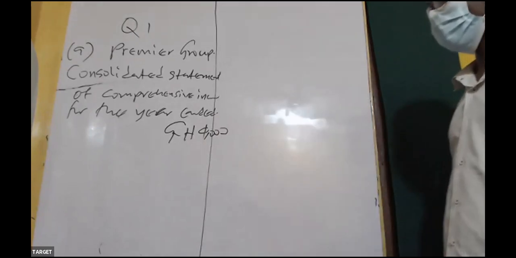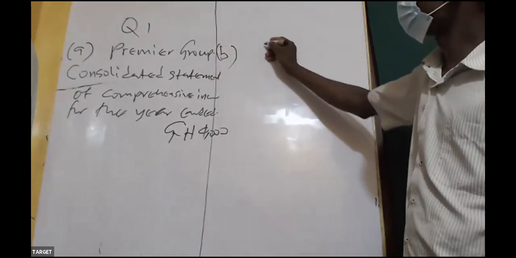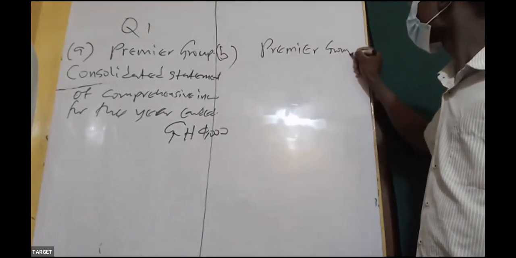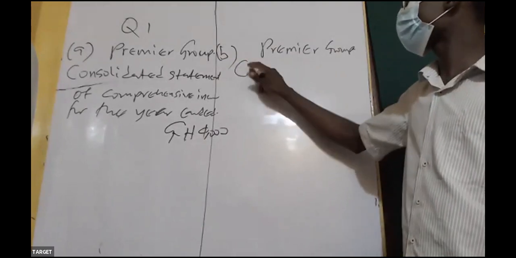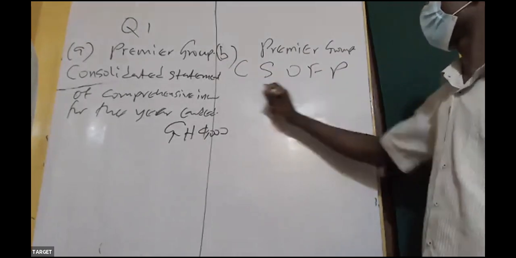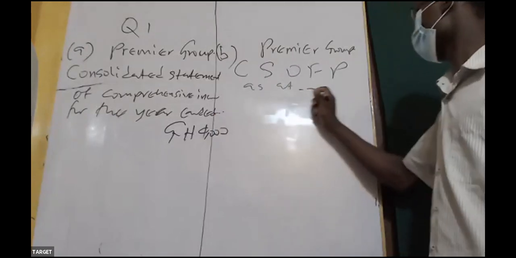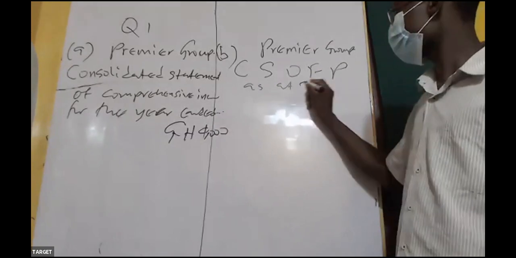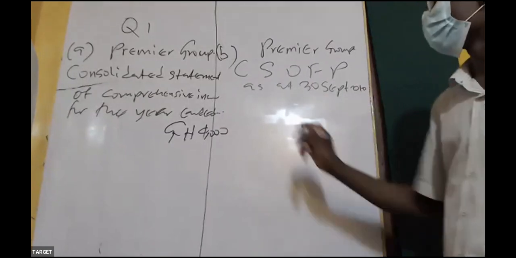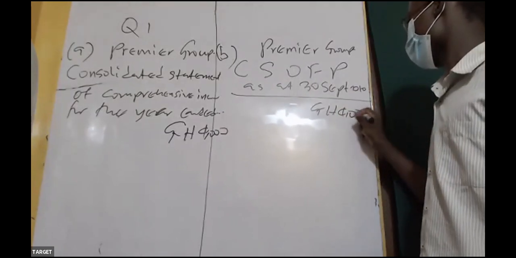Then turn to the next page and write the same thing again. B, still Premier Group. Consolidated, no shortcut: consolidated statement of financial position as at, then you code the date. The date is 30th September 2010, and line it again. Don't forget the reporting currency, 3 zeros.